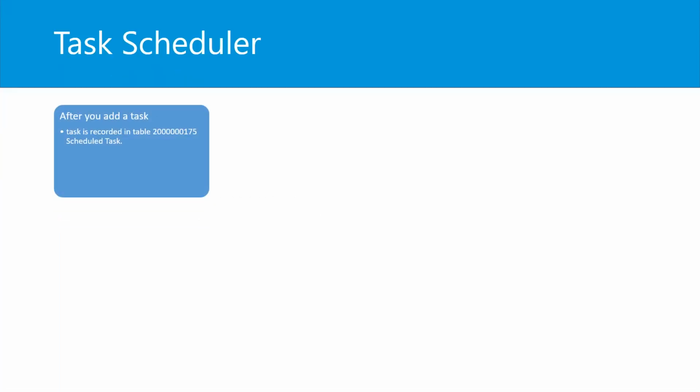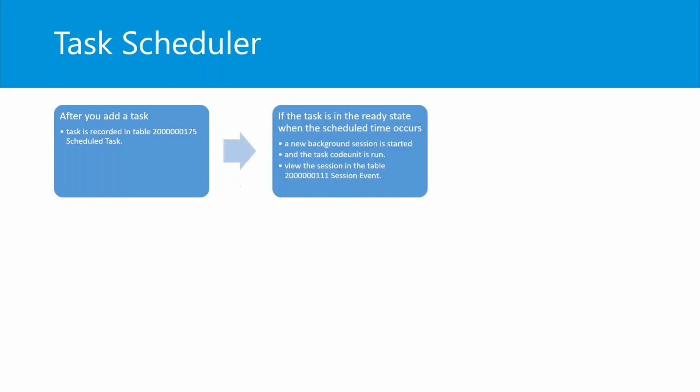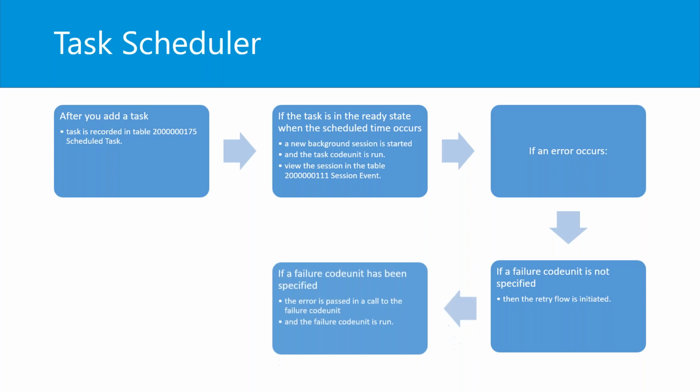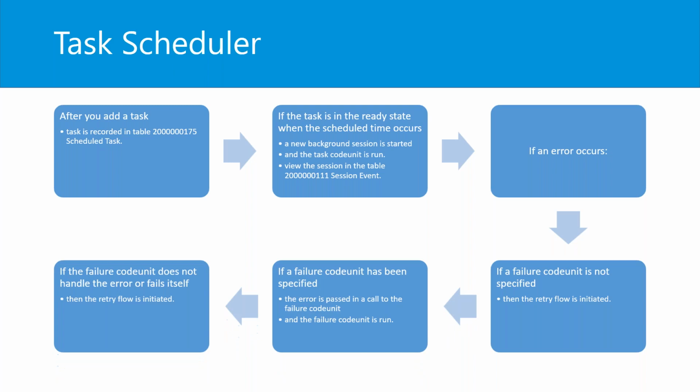So what will happen after you add a task? It's recorded in the scheduled task table. If the task is ready at the time it needs to start, when a background session is started, the task code unit is executed. You can view the session in the session event table. If there is an error, and there is no failure code unit, then the retry flow is just initiated. If there is a failure code unit that has been specified, the error is passed to the failure code unit and that one is executed. If the failure code unit doesn't handle the error or fails itself, then the retry flow is also initiated.